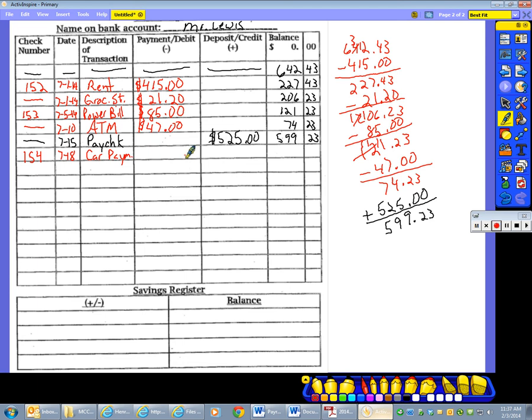And my car payment, let's see, they said was $202. That is a pretty cheap car payment. In real life, it would probably be double that, but that's okay. Maybe you bought a used car. And I notice I put it in my payment column because it's going to cost me money.